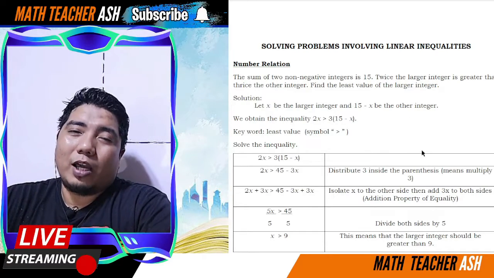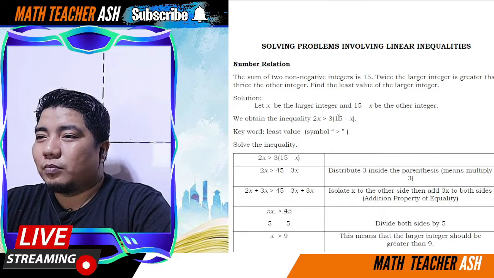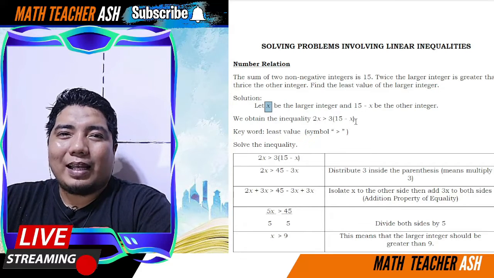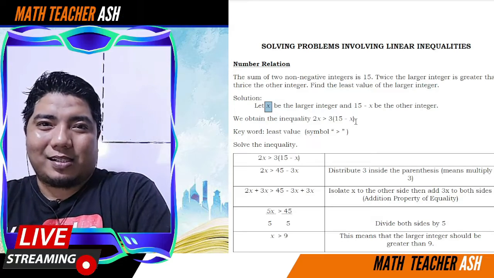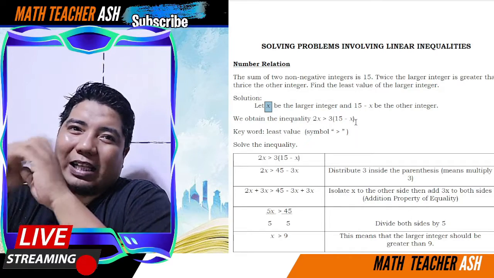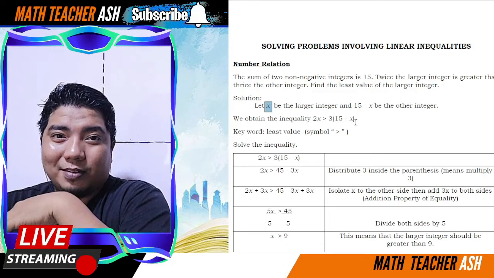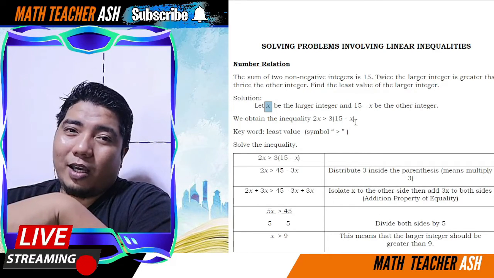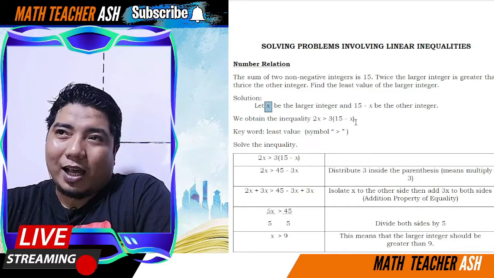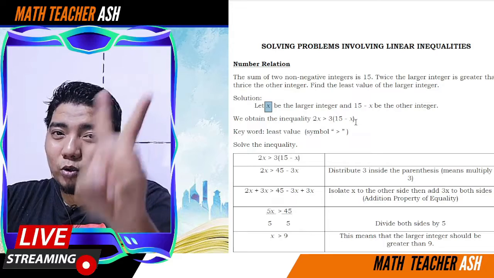So, since we are talking about one variable here, if one is x, okay? Let's say that will be our bigger integer. To get the second integer, of course, from 15 we subtract x. Okay? So that is 15 minus x, because x plus that number is equal to 15. So that is the two representations.